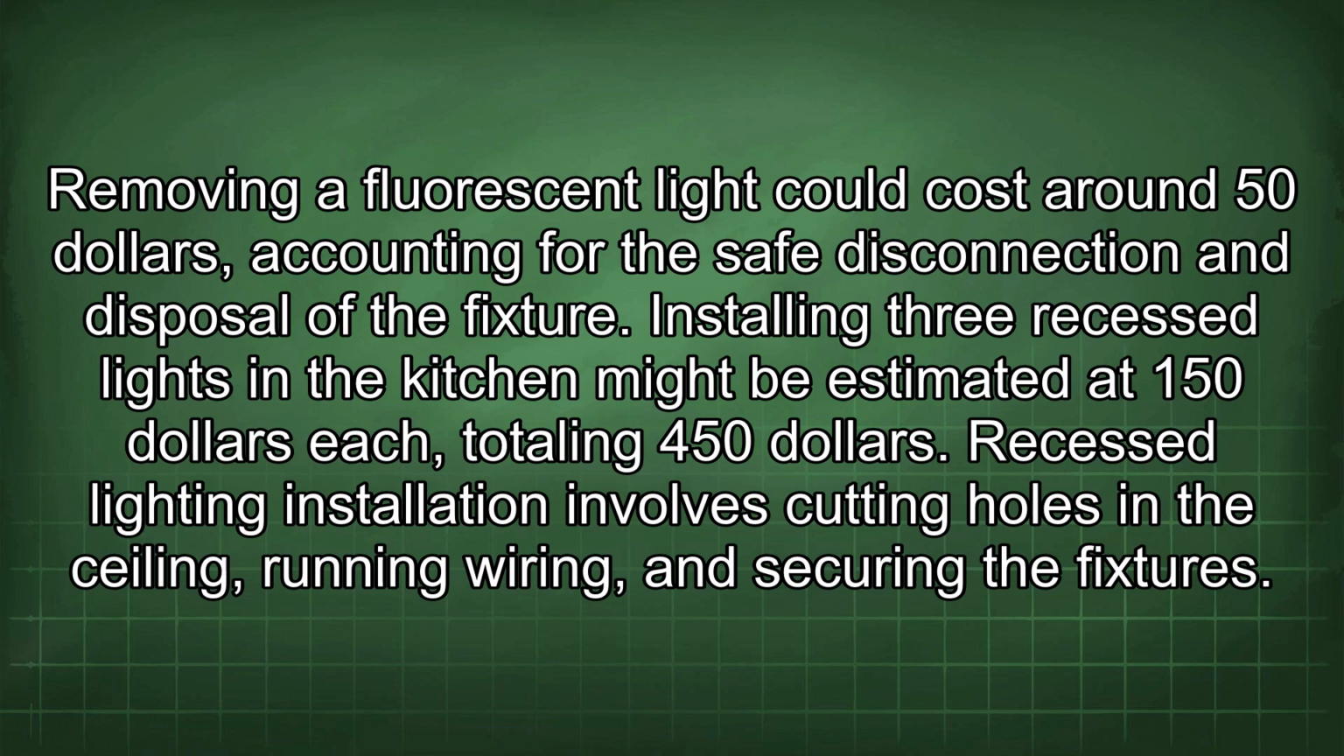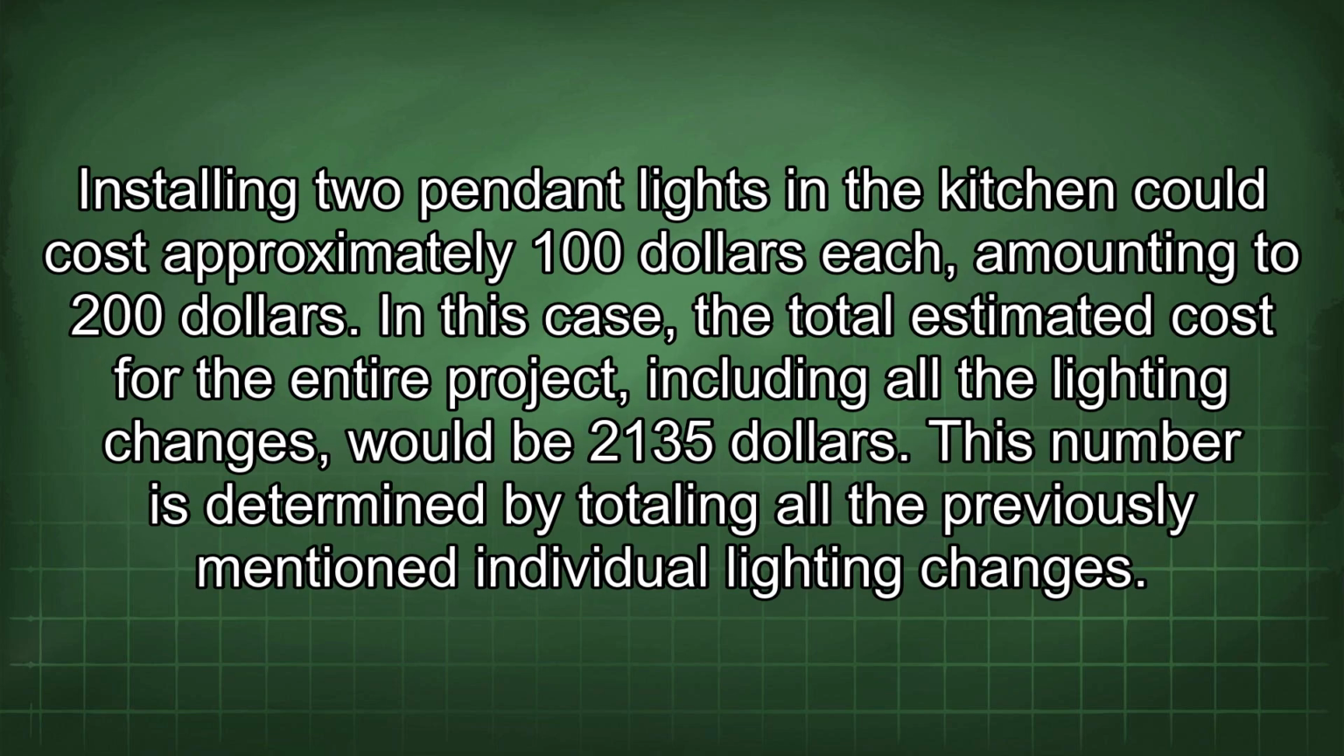Recessed lighting installation involves cutting holes in the ceiling, running wiring, and securing the fixtures. Installing 2 pendant lights in the kitchen could cost approximately $100 each, amounting to $200. In this case, the total estimated cost for the entire project, including all the lighting changes, would be $2,135. This number is determined by totaling all the previously mentioned individual lighting changes.